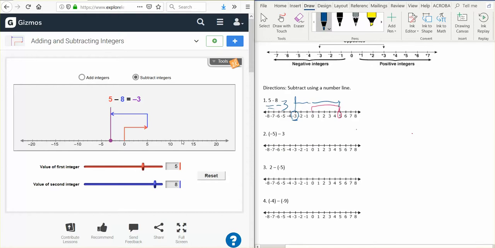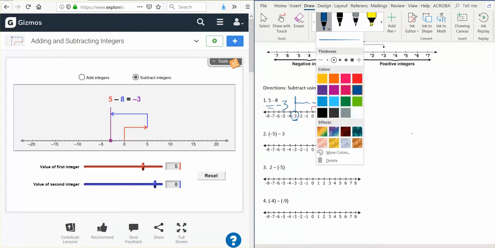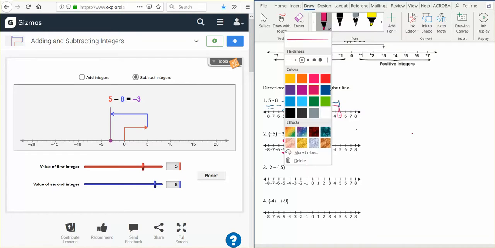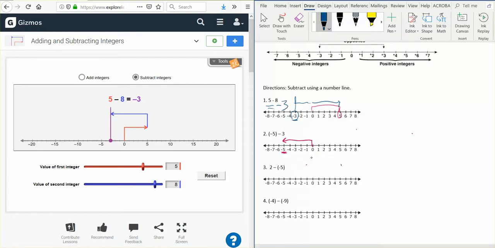All right. Let's look at what happens if we have some negatives for our first number. How about -5 minus 3? Again, we're going to start at 0, and I'm going to go until I get to -5. Well, -5 is on the left side, so I go this way until I get to -5. That's my first number. Now it says minus 3. Well, look back at number 1. When it said minus 8, I went to the left. I do have to go to the left because I'm subtracting 3.